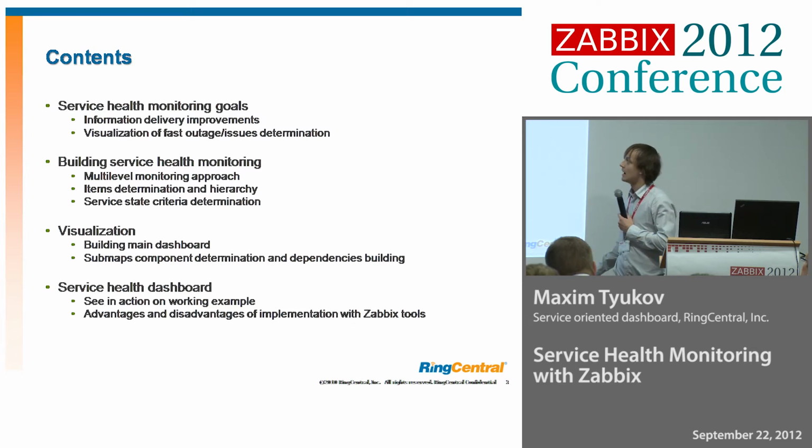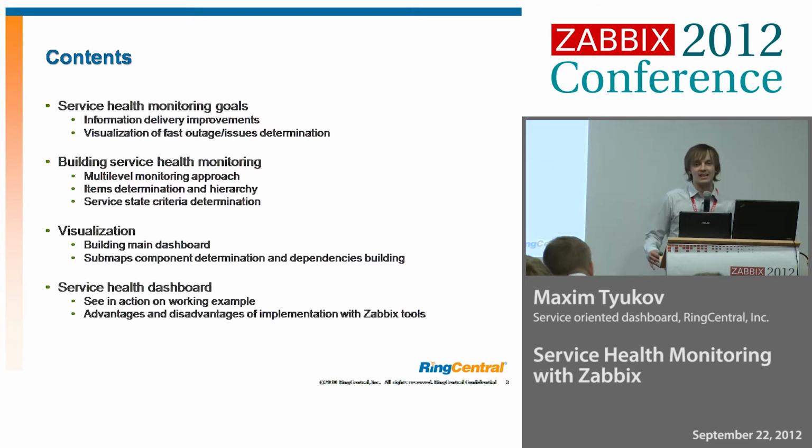Then we will see how to build service health monitoring in Zabbix, how to build a multi-level monitoring approach, how to build an items hierarchy, and then how to set service state criteria determination. After that, we will see how to build the main dashboard in Zabbix, how to visualize it, how to create submaps, which are behind the scenes, and how to create dependencies between them. The final point: we will see the service health dashboard in action on a real working example of RingCentral and discuss all advantages and disadvantages of implementing this in Zabbix.